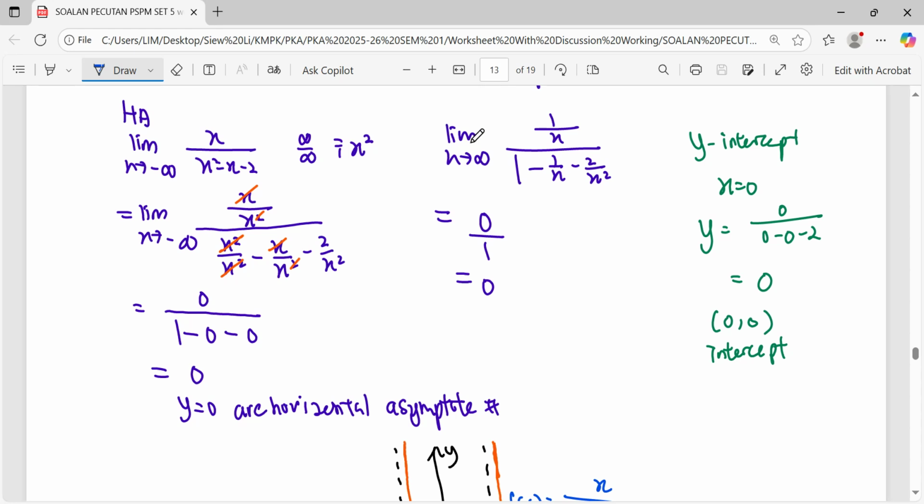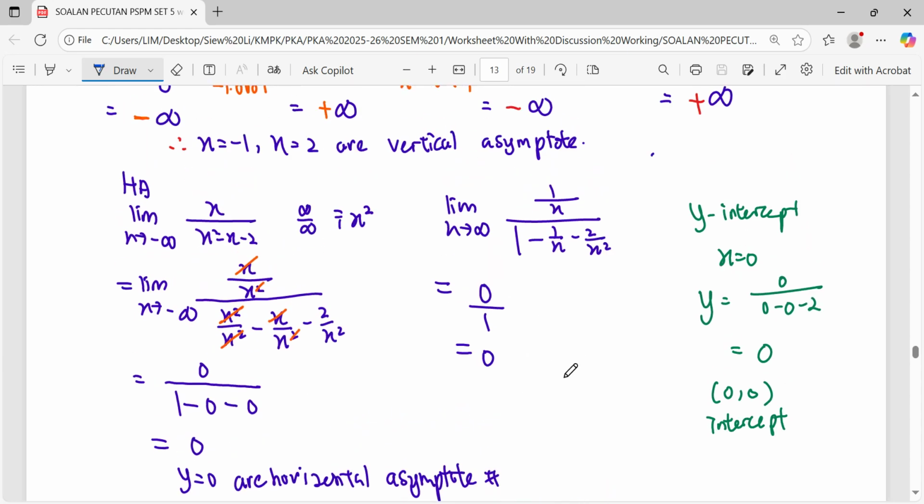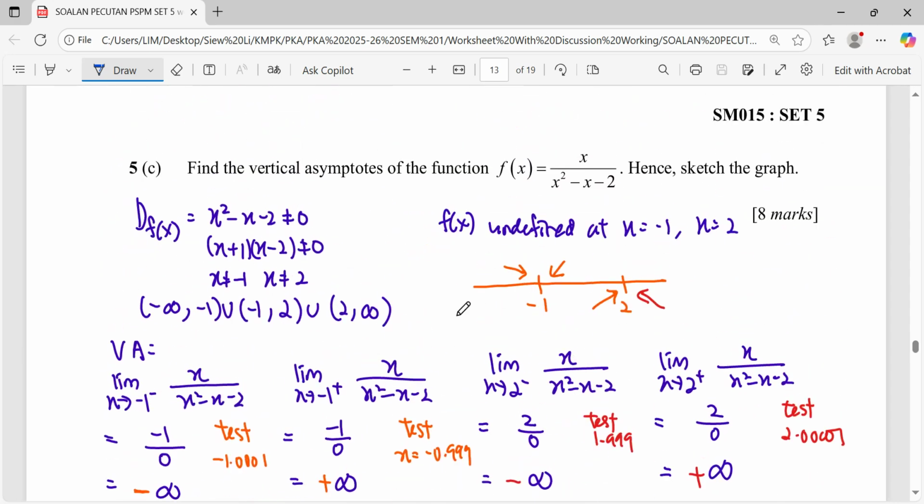When I want to find the limit as x approaches positive infinity, we notice we have the same situation as negative infinity, still dividing by x squared. So we take the simplest form that we already divided by x squared and evaluate at infinity. Substitute infinity inside, you get 0 over 1. So from the left hand side and from the right hand side, they give the same horizontal asymptote. Then we continue to the next part, sketching the graph.